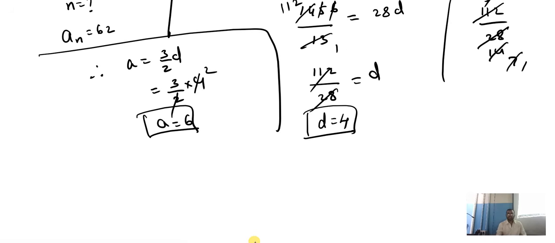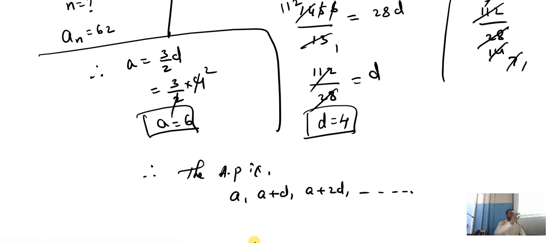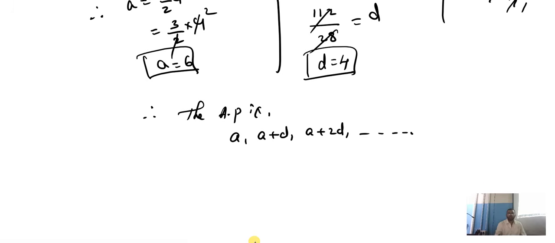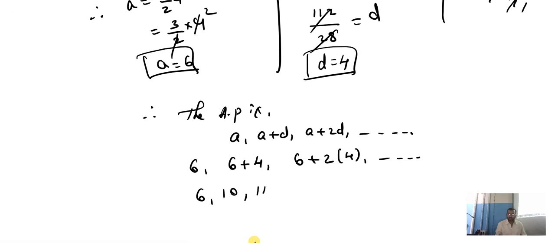Correct? Now we can write, therefore, the AP is A, A plus D, A plus 2D and so on. At least minimum 3 terms you show. That's enough. Minimum 3 terms we need to show. Now the value of A is 6, comma 6 plus D is 4, 6 plus 2 into 4, comma and so on. 6 comma 6 plus 4 is 10, 4 twos are 8, 8 plus 6 is 14 and so on. Any doubts? Understood? We got the AP. Hence we got the value of AP.